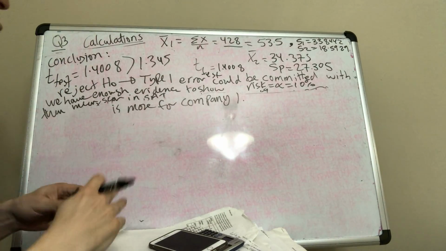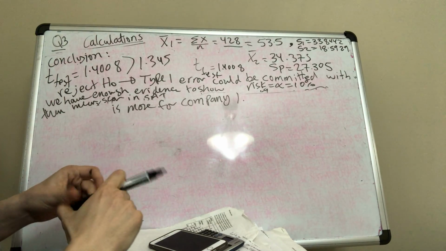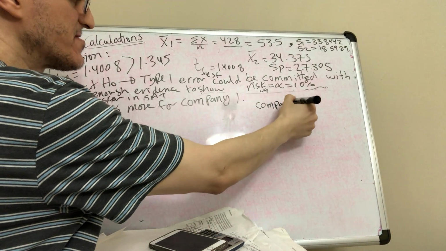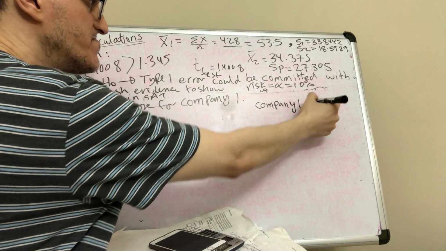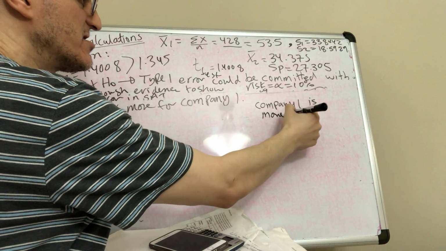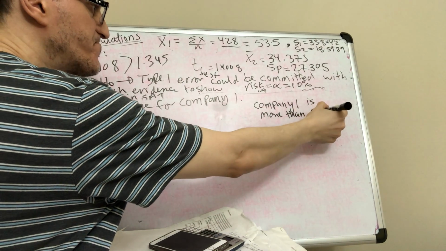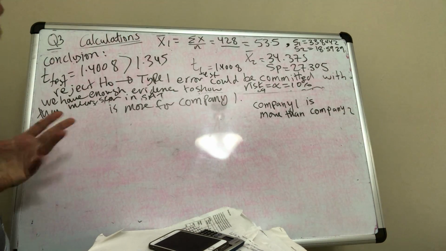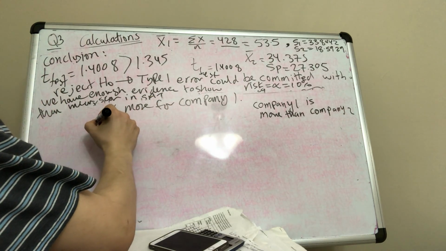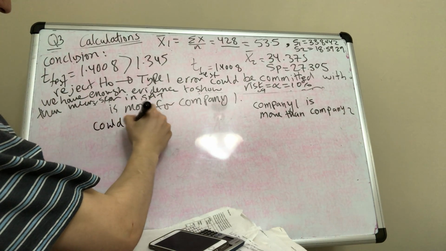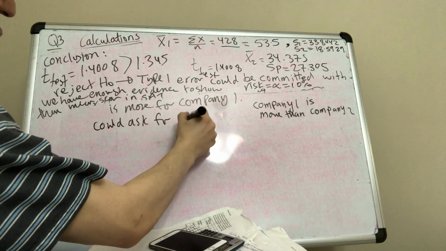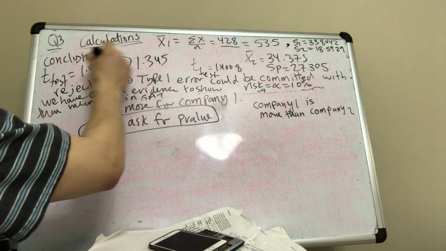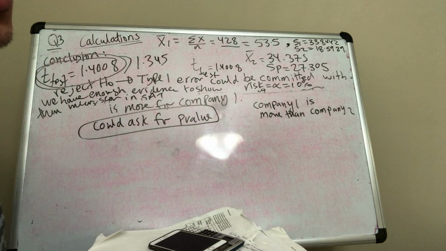Okay, so last time we stopped when we proved that company 1 is more than company 2. Now the first thing that I want to talk about is they could ask you for the p-value for the t-test of 1.4008.